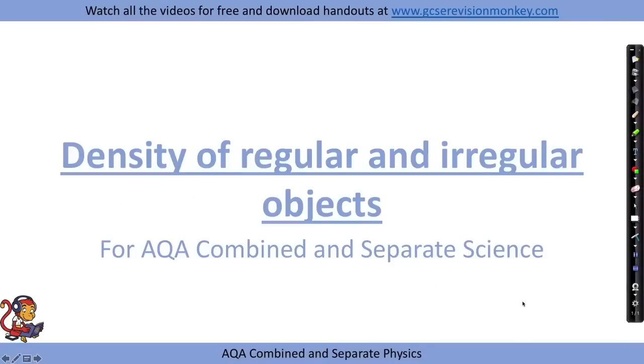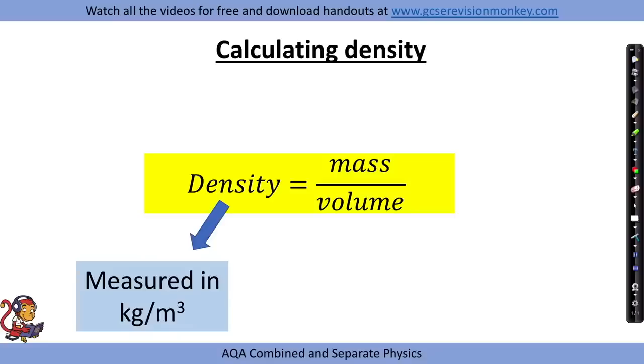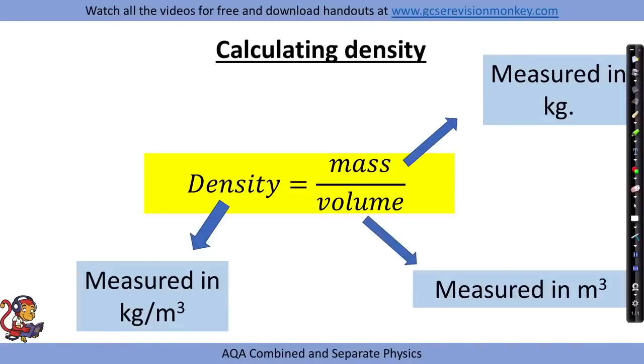Density of regular and irregular objects required practical. For this practical, we need to recall the equation density equals mass divided by volume, whereby density is measured in kilograms per meter cubed, mass is measured in kilograms, and volume is measured in meters cubed.